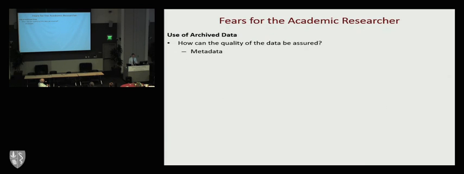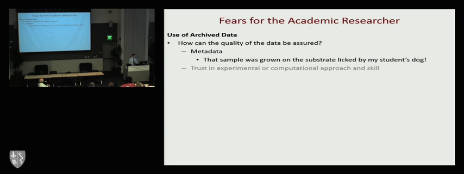And how are they codified? Also, if I were to look up someone else's experimental data, I would need a really well-documented set of metadata that described exactly the experiments that they did and the sample preparation. For example, I would want to know if the sample was grown in the substrate that was licked by my student's dog, so that I could ignore that data or treat it accordingly.